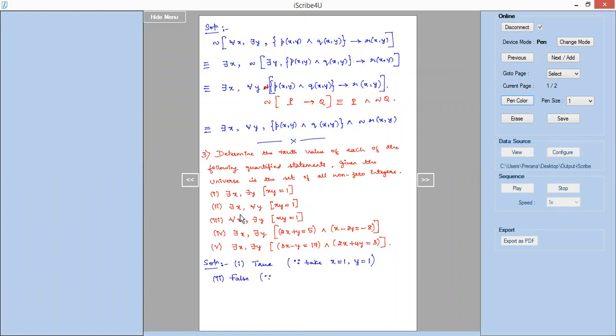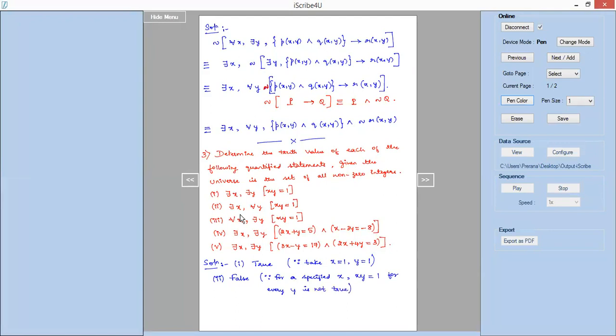False, because for a specified value of x, x into y is equal to 1 for every y is not true.